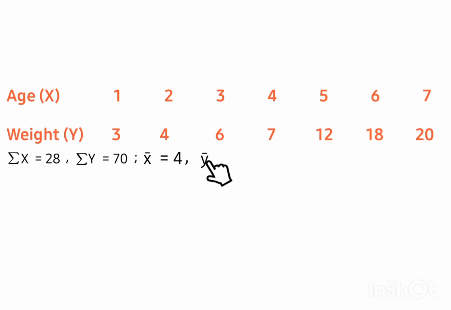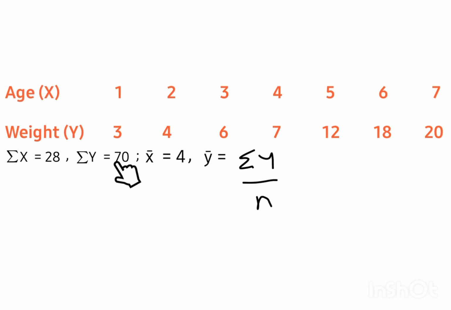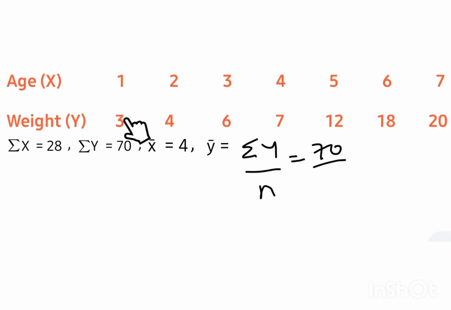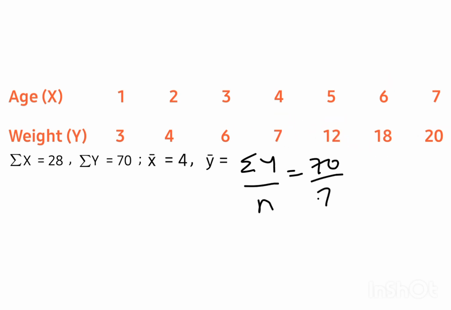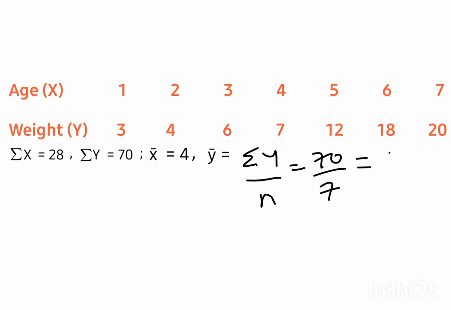Step 4 says determine the mean of y. Mean y is designated with y bar equal to summation y over n. We already had value for summation y, which is 70, over sample size of y. We could get by count 1, 2, 3, 4, 5, 6, 7. Record that now. So, mean y becomes 70 divided by 7, which is 10.